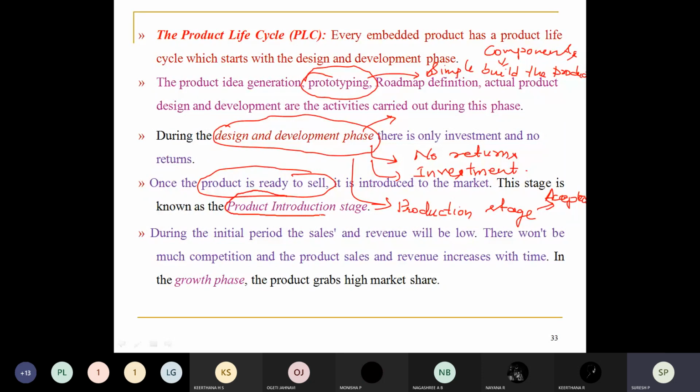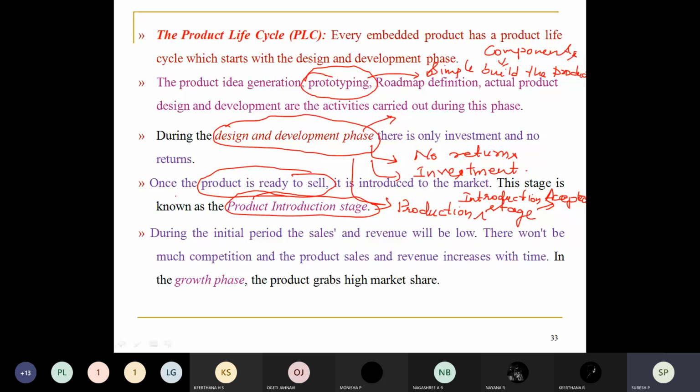So when you have the product introduction stage, whenever a new product is coming into the market, what are you going to have? Obviously, the sales will be less for the first few months, for a short period.